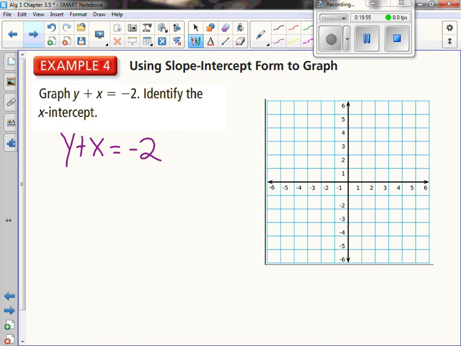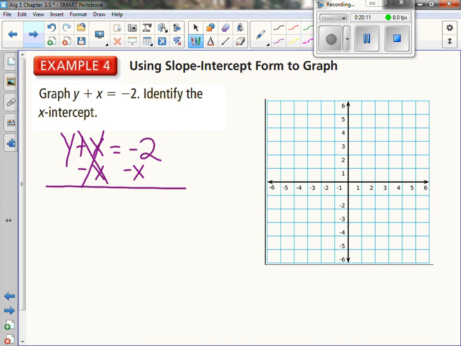So looking at this here, is this equation in slope-intercept form? No, we don't have y by itself, so we need to get y by itself. So the first thing I can do to get y by itself would be to subtract x from both sides, because x minus x will cancel, leaving me with y is equal to negative x minus 2. Now is it in slope-intercept form?